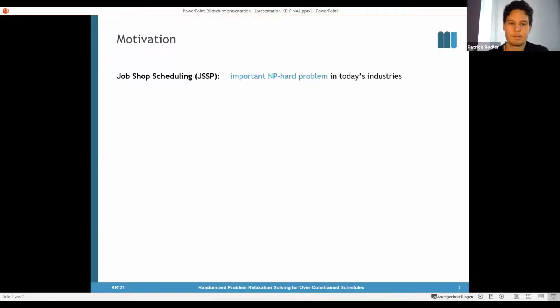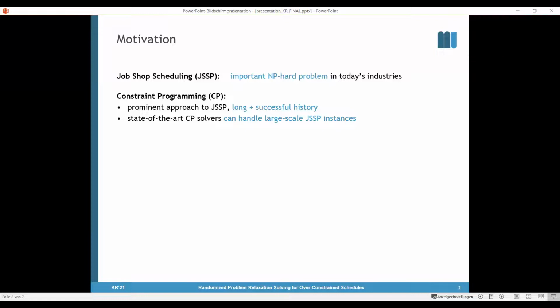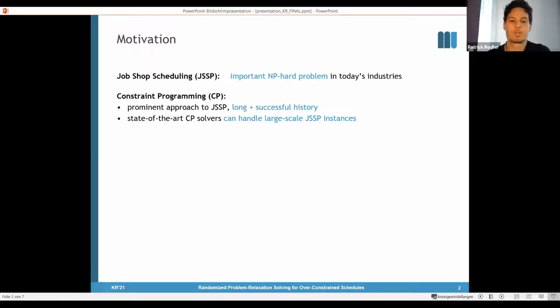And this work deals with job shop scheduling, which is an important NP-hard problem in today's industries. Constraint programming is one promising approach to solve the JSSP problem and has a long and successful history and can handle large-scale JSSP instances.